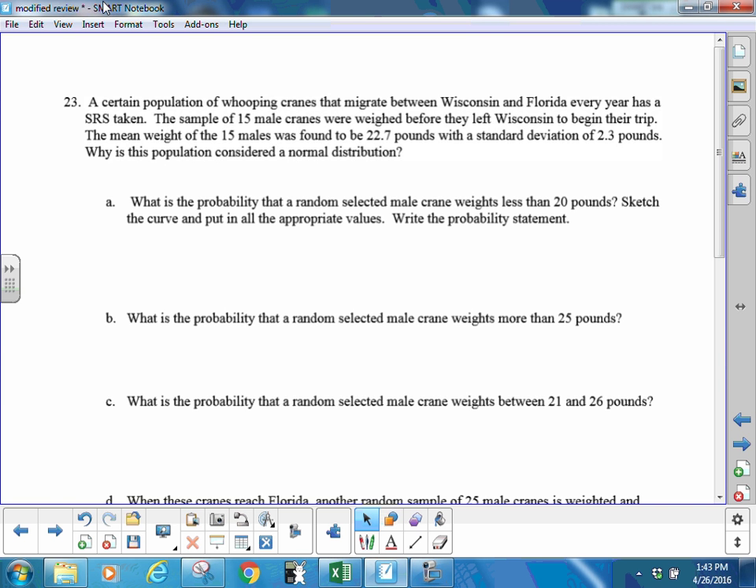Okay, so let's look at our question again. What is the probability that a randomly selected male crane weighs less than 20 pounds? Sketch the curve and put in all the appropriate values. Write the probability statement. Please underline what's being talked about. So what is being talked about? A randomly selected male crane. So that "a" lets us know, among other things, how many cranes are we looking at? We're looking at one crane.